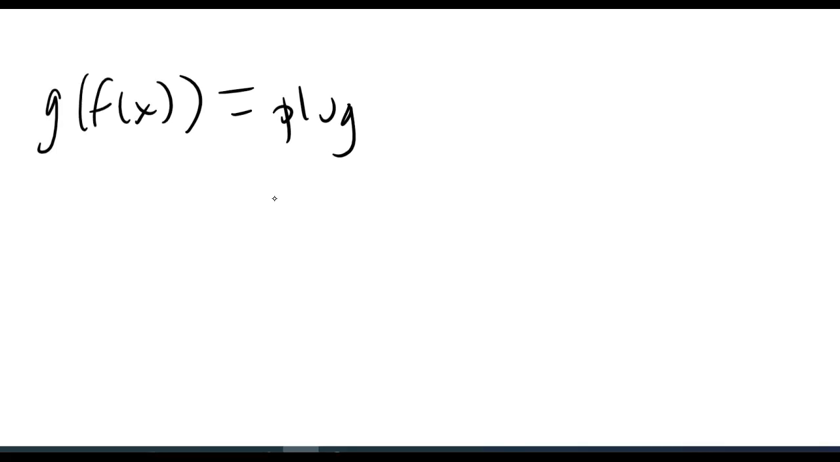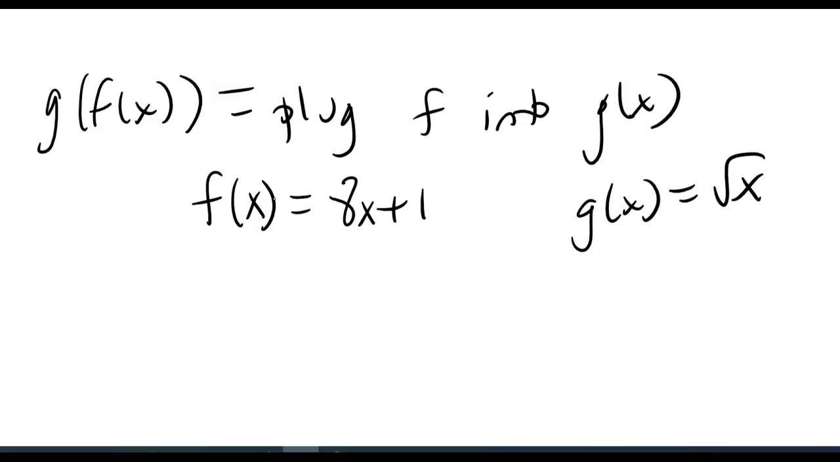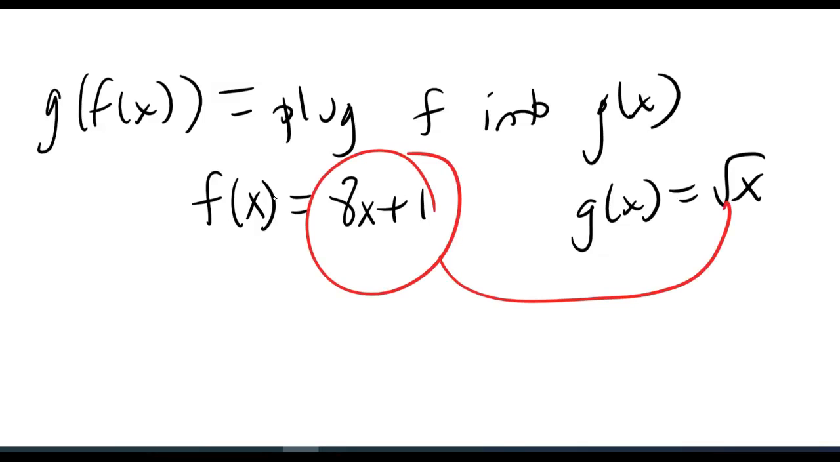They're going to come back and ask you g of f of x. And that means we're going to plug f into g of x. So let's recall what the functions were. f of x equaled 8x plus 1. g of x equals the square root of x. And so to find g of f of x, we're taking f, the whole thing, and we're going to put it in where this x is.